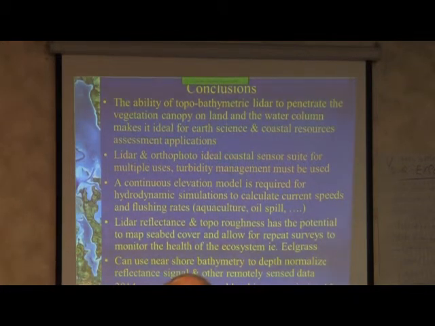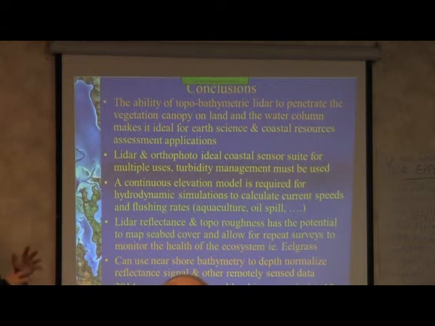Obviously, these continuous elevation models are extremely useful for doing hydrodynamic simulations where we want to know current speeds and flushing rates for things like aquaculture. If there's a spill of some type, where is that going to move in the near shore? And this is where often the data is absent or quite dated.